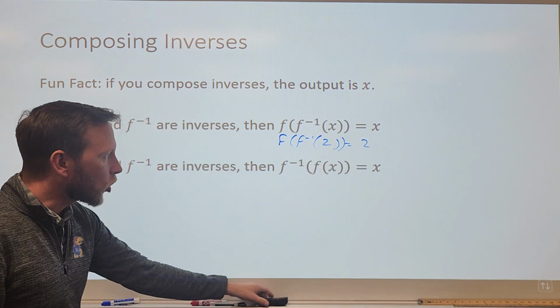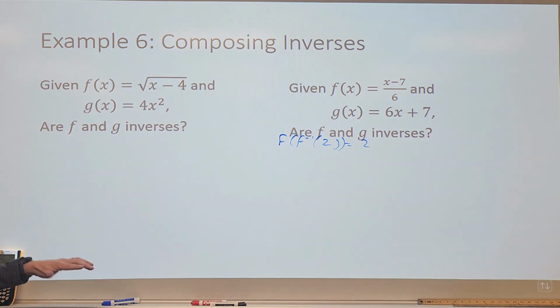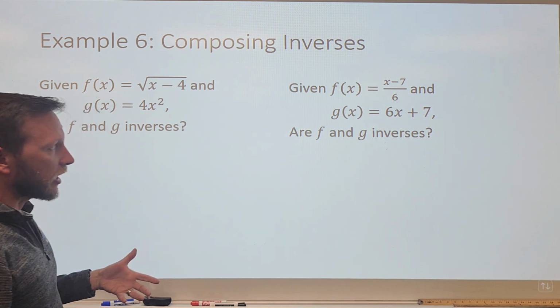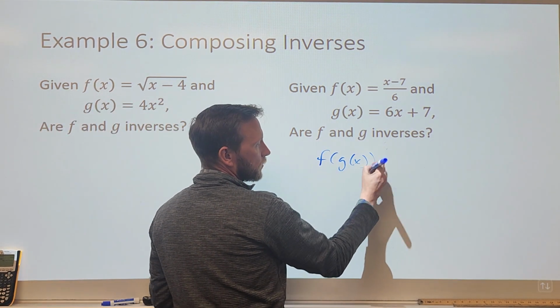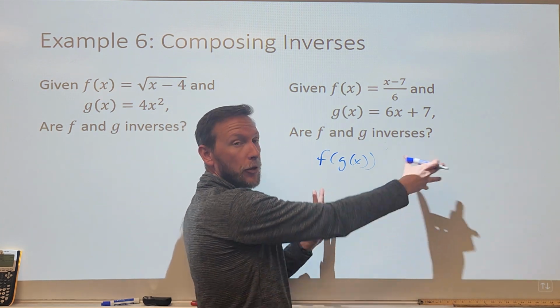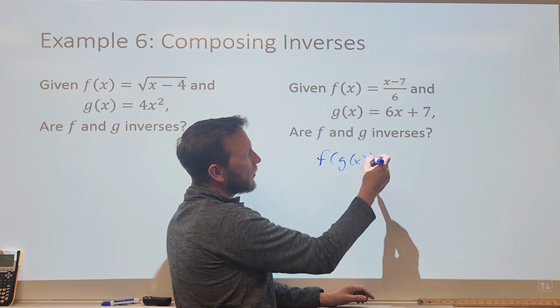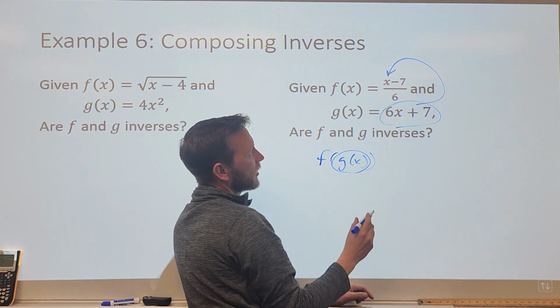And now let me kind of show you how this works. So this is a statement, this is a fun fact, this is reality, but let's go ahead and show what happens. We can use this to try to understand this situation. So if I do f of g of x, then I should get an output of x if these are inverses. So watch what happens here. When I put g of x in place of x, let's see what happens.